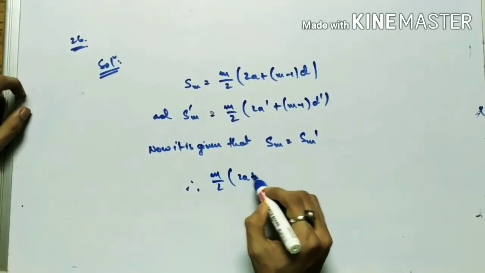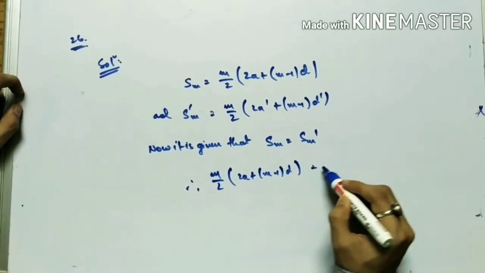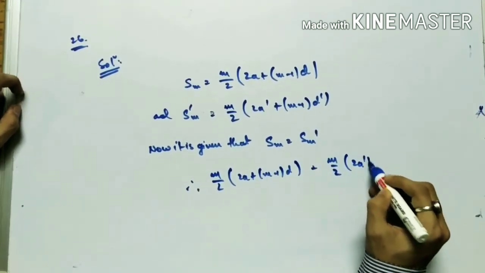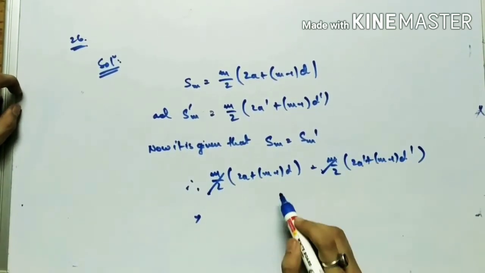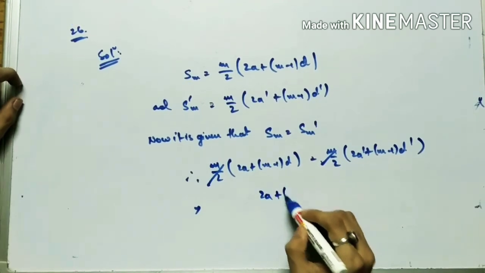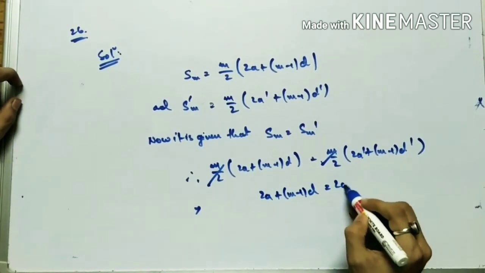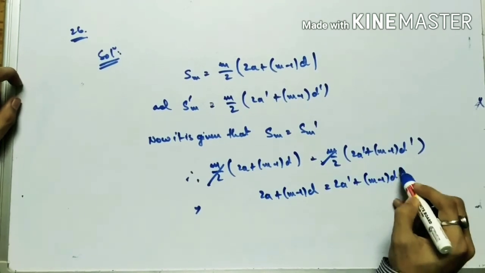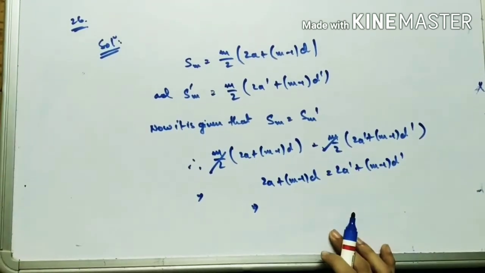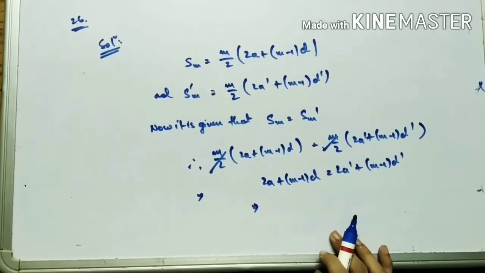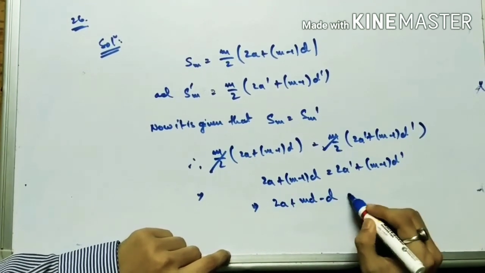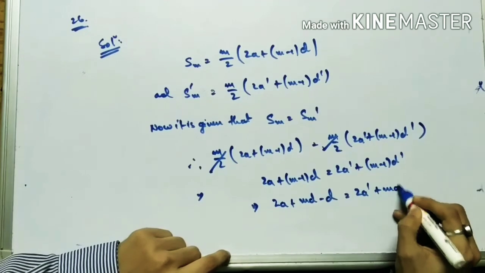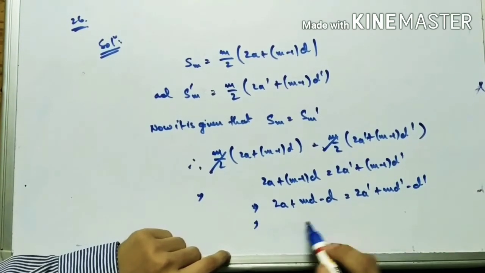M by 2 into (2A plus (M minus 1) D) is equal to M by 2 into (2A dash plus (M minus 1) D dash). Now this and this I can cancel out. Ultimately I will get 2A plus (M minus 1) D is equal to 2A dash plus (M minus 1) D dash. So now you see what I can do. This one I will have to prove here. So now 2A plus MD minus D is equal to 2A dash plus MD dash minus D dash.